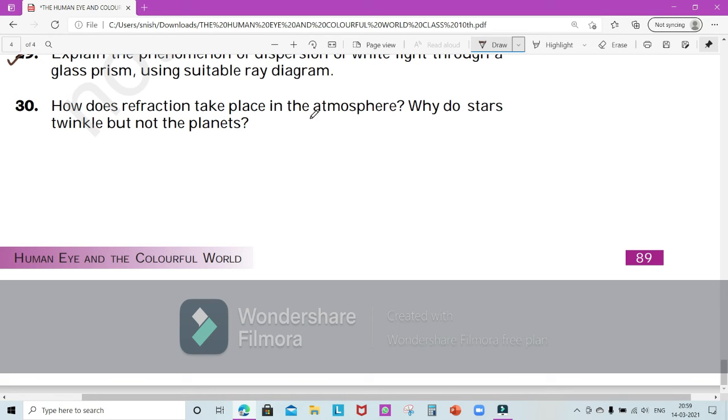How does refraction take place in the atmosphere? Right. And why do stars twinkle but not planets? Very nice and important question. First thing, why does refraction take place in the atmosphere?